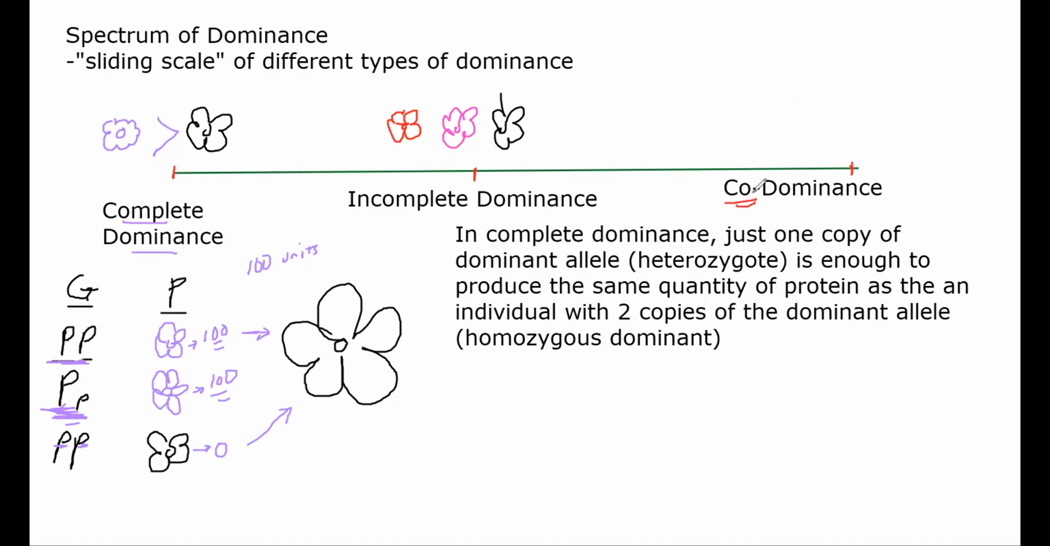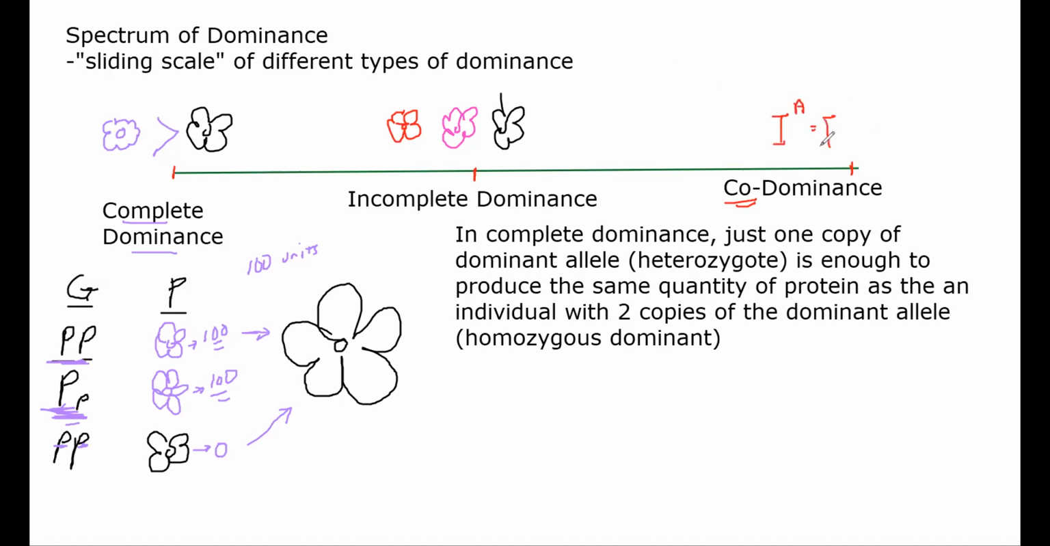The word co means that you're equal if you're partners, right? If you're a co-president of your club, that means one president is not higher than the other. You're equal to each other, okay? And as you would expect, the situation we're going to find here is that you're going to have two alleles that are actually equal in strength to each other.